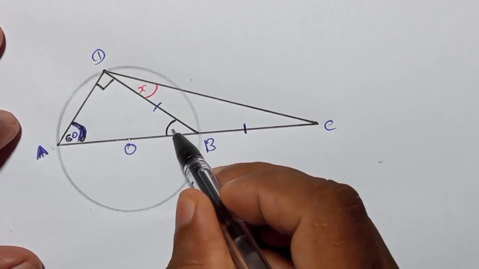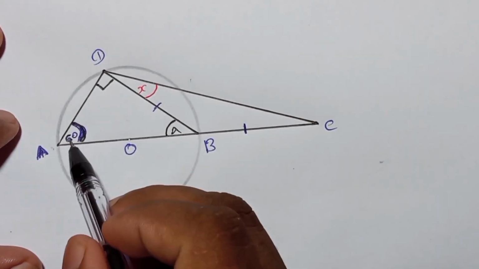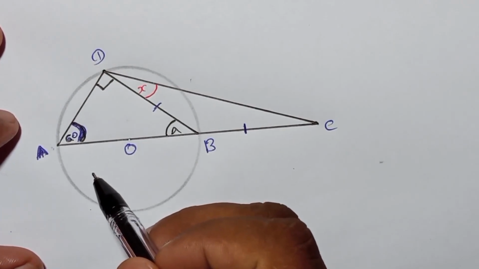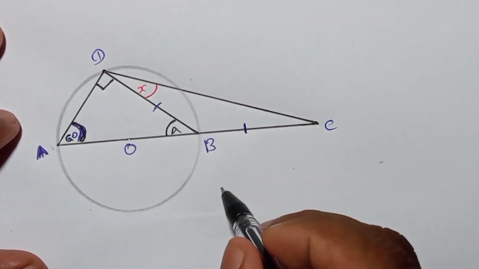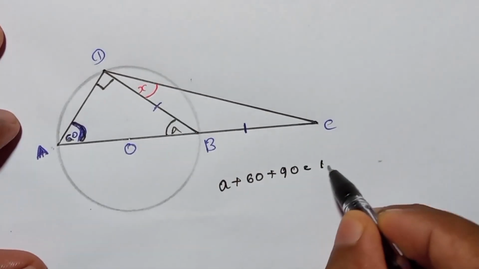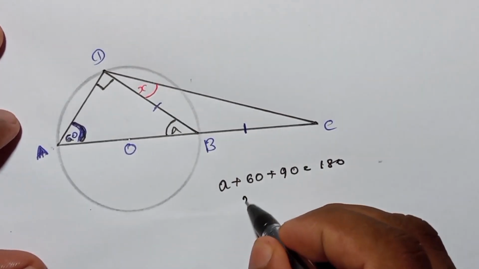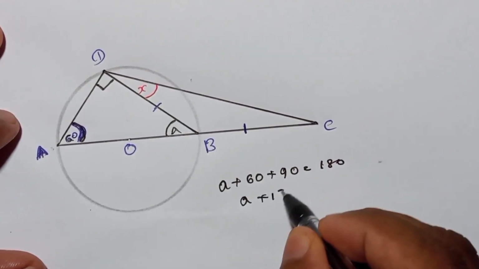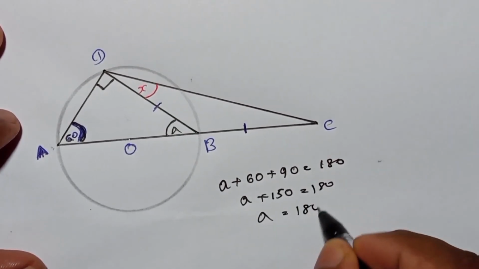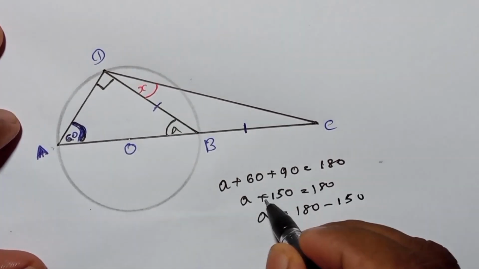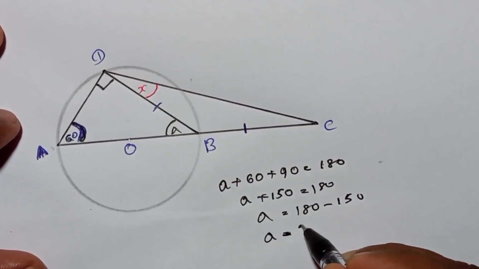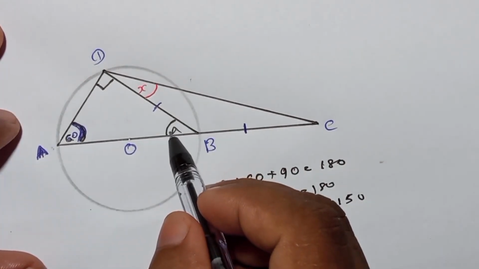This angle, if I put it as A, now I can write 60 plus 90 plus A should be 180. The theorem we use here is the interior angles of a triangle. So you can write A plus 60 plus 90 equal to 180. 60 plus 90 means 150, so here it will be 180 minus 150, so A will be equal to 30.